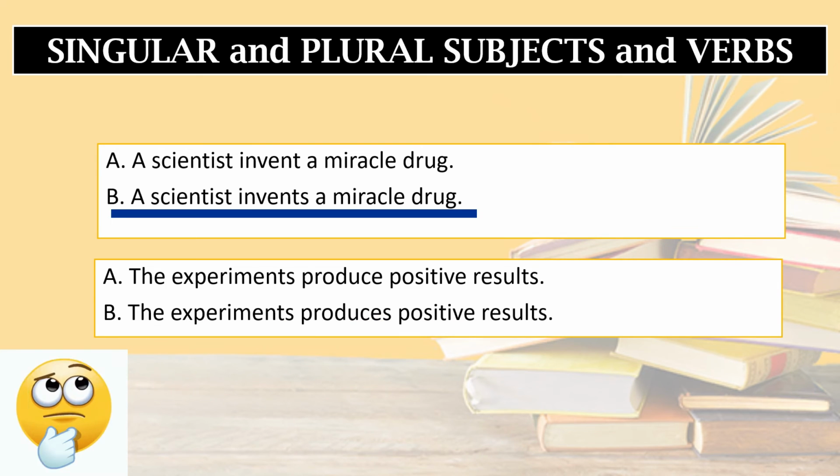How about the next set of sentences? A. The experiments produce positive results. Or B. The experiments produces positive results. Experiments is in the plural form, thus the verb must also be in the plural form. Therefore, use produce as the verb. The answer is letter A.